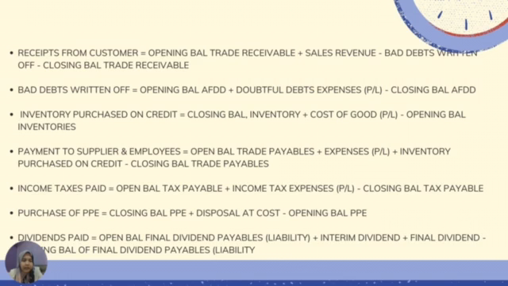And income tax paid comes from opening balance tax payable plus income tax expenses from profit and loss minus closing balance tax payable. Next, purchase of PPE comes from closing balance PPE plus disposal at cost minus opening balance PPE. And the last one is dividend paid. Dividend paid comes from opening balance final dividend payable, which is a liability, plus interim dividend plus final dividend minus closing balance of final dividend payable liability.